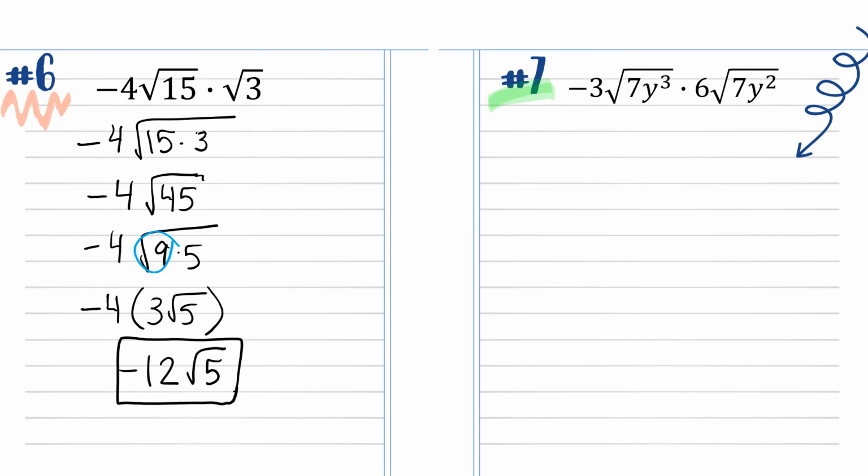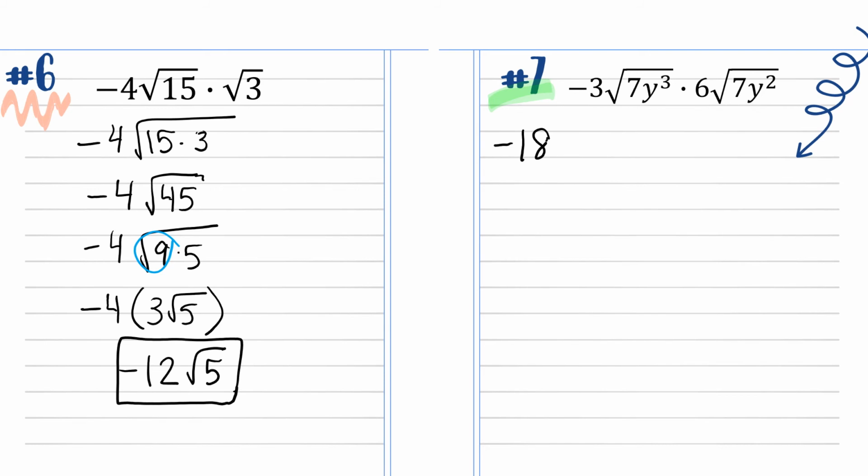Okay, looking at number 7, it looks very similar to number 6, just a little bit more complex. Here we want to multiply negative 3 square root of 7y cubed times 6 square root of 7y squared. So we're going to start by, since we have multiplication all the way through, I'm going to go ahead and multiply my coefficients and then combine my radicals. So my coefficients, negative 3 times 6, I have negative 18 all the way on the outside.